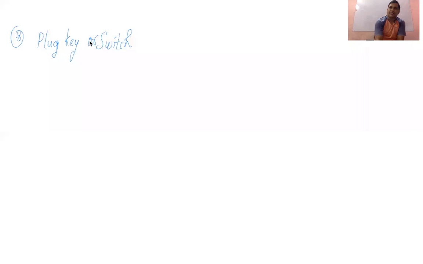So this is the plug key, or you can say the switch. What is the function of this? You can write here "open one". The function of this is to open the circuit. Open the circuit means disconnect the circuit, and the symbol of this is like this, or you can make it like this.